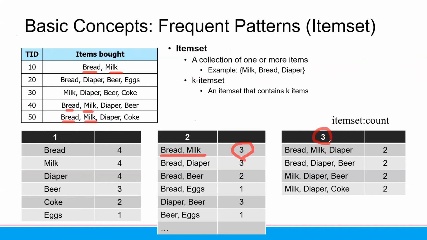What about if K equals 3? It means there are 3 items: bread, milk, diaper. We have 2, so it's not. We have bread, milk, diaper, and bread, milk, diaper again. Okay, there are 2. So we will count for every item set until the maximum K that we have in the data. Let's say we have 4, then we can use K equals 4 to check the items.